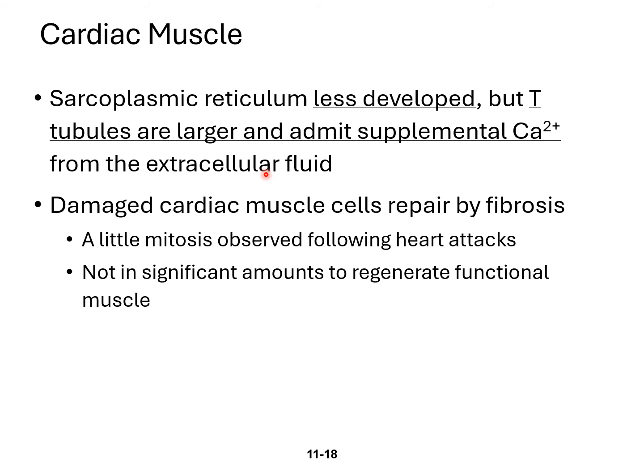If you damage cardiac muscle fibers, they repair by fibrosis. They don't repair by making new muscle fibers, so it's very different than skeletal. There's little mitosis observed following heart attacks. This is why scar tissue or fibrosis will start to form after a heart attack, and not insignificant amounts to regenerate functional muscle. So if you have a heart attack or death of these cells, they die. They don't grow back.